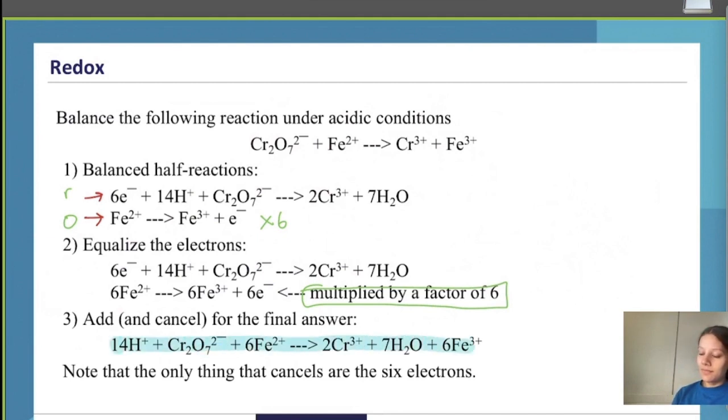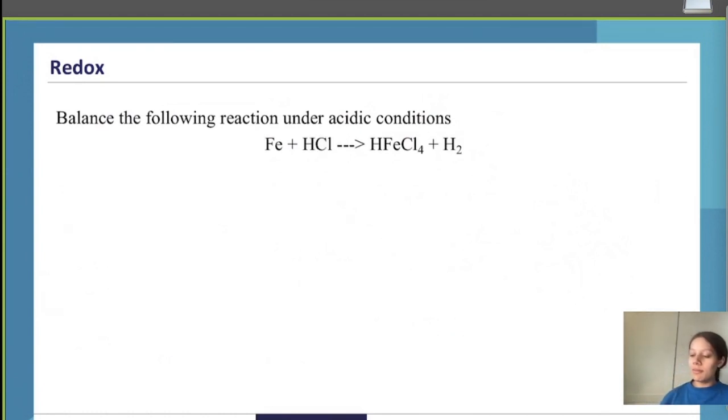All right, awesome. A good balancing question. So we have another one here. Again, we'll start off with the actual balancing of the half reactions.